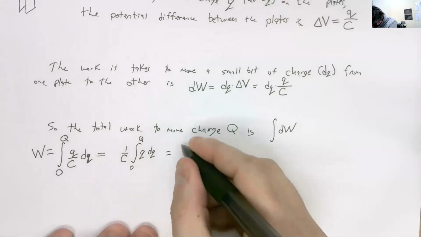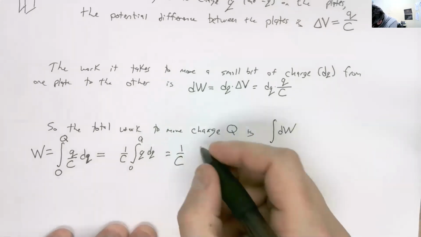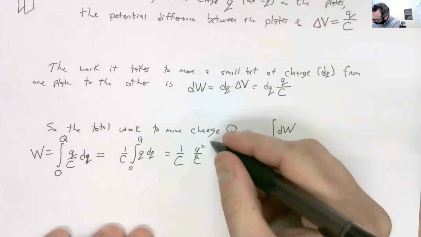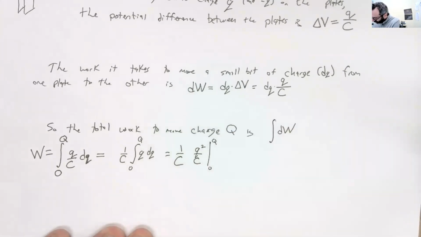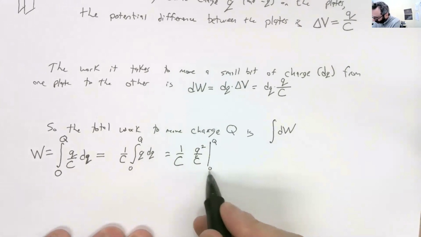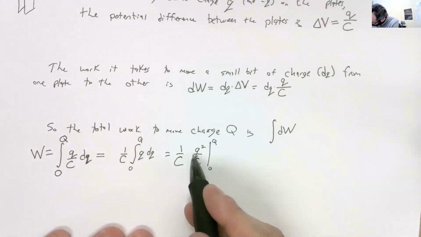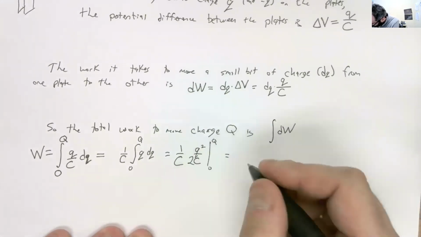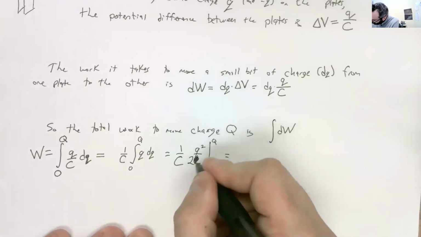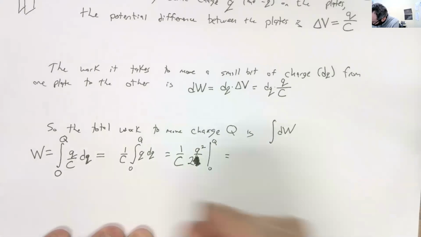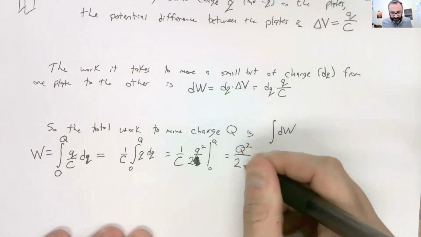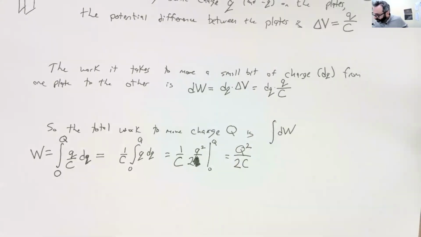So what we get is 1 over c, times q squared over 2, and then we evaluate at our limits 0 and capital Q. When we plug in the 0, q squared is just 0. So what we end up with when we plug in capital Q is, whoops, I forgot the 2 there again. Oh, but I put an extra c, I'm sorry. So what we get when we do this integral is capital Q squared over 2c. All right, so that would be the amount of work it takes to charge up a capacitor. So that's the energy in the capacitor.